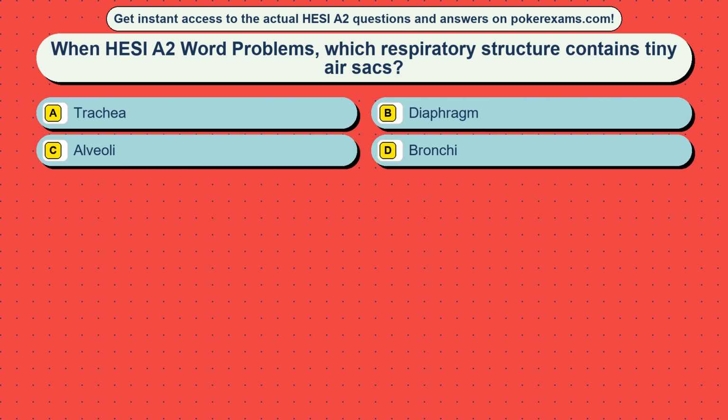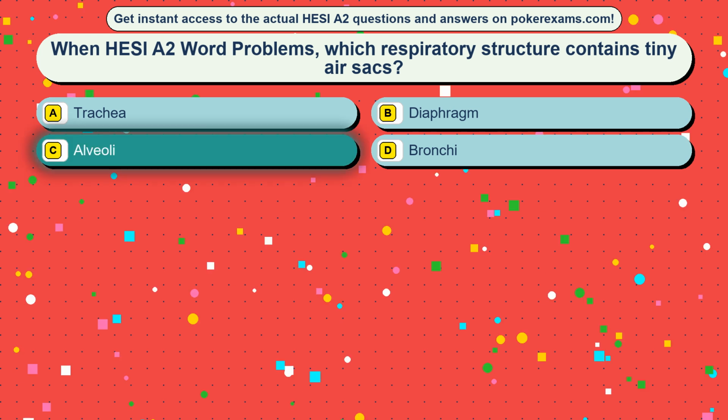Question 39. When HESI A2 Word Problems, which respiratory structure contains tiny sacs? Option A, trachea. Option B, diaphragm. Option C, alveoli. Option D, bronchi. The correct answer is option C, alveoli.